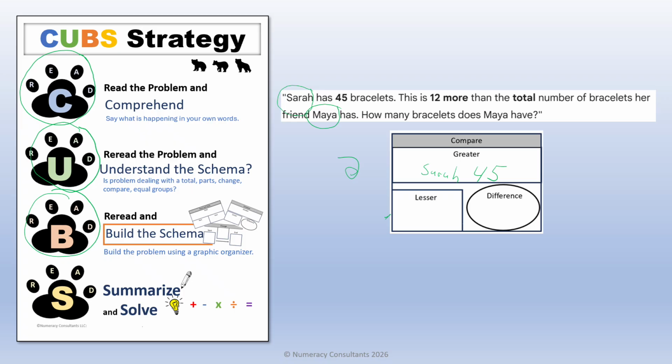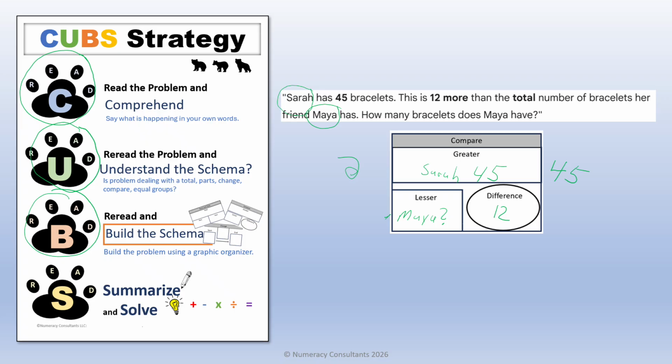So we don't know exactly how many Maya has at all, but we do know the difference, so we're going to go ahead and put Maya right here, and we don't know how many she has. We just know that Sarah has 12 more. So if we look at the difference, we already know the difference is Sarah has 12 more. So again, if Sarah has 45, we're building the schema, and we don't know how many Maya has, and we know the difference is 12.